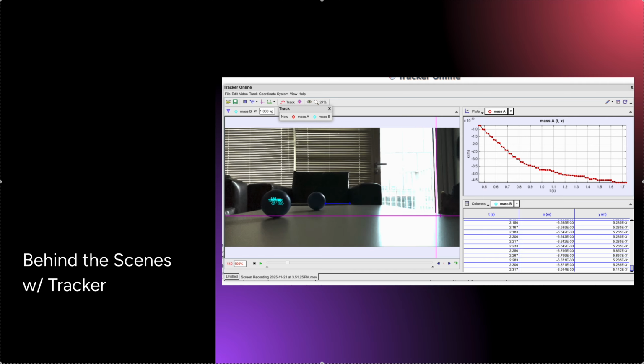This is behind the scenes with Tracker, and this was our setup that we had. This video analysis technique has been used throughout our different lab experiments.